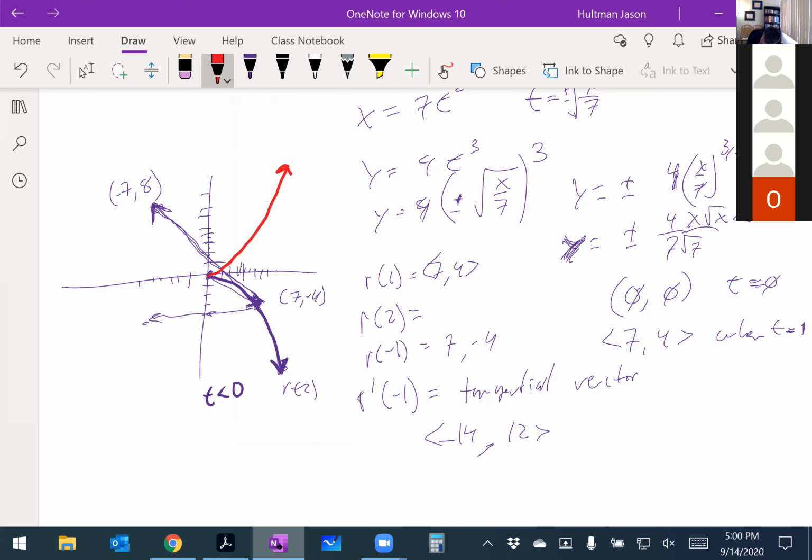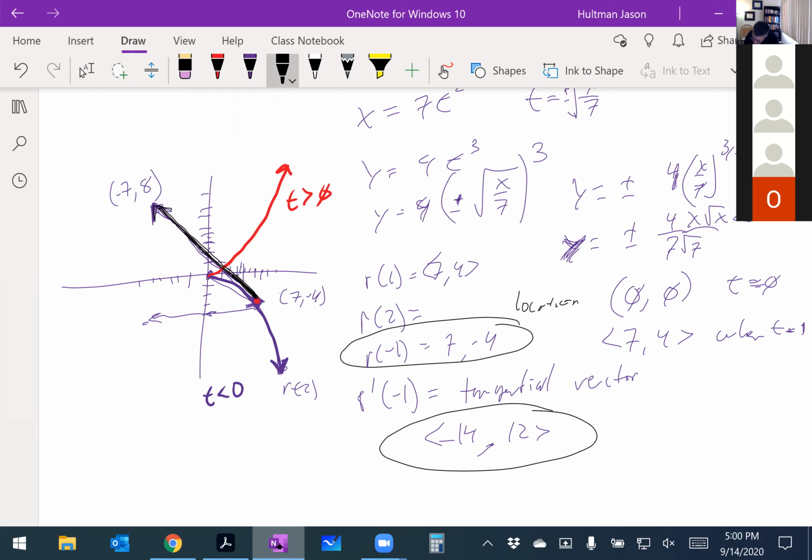This is as t is greater than 0. But we're interested in what happens in the negative region because we want to be tangential at that point. And so r of -1 gives us our location, and then the tangential gives us our tangent vector. So this is the location vector of where to start our tangent vector.